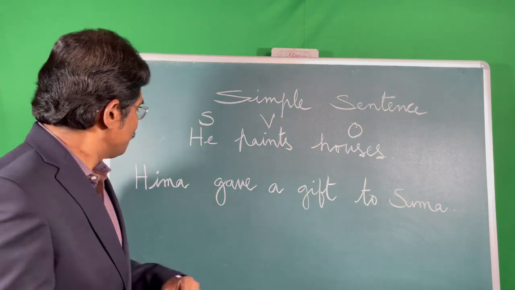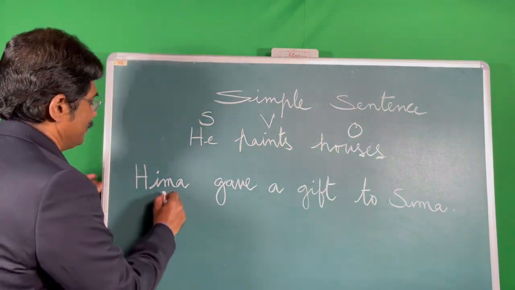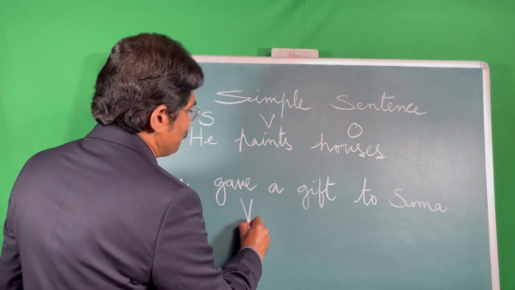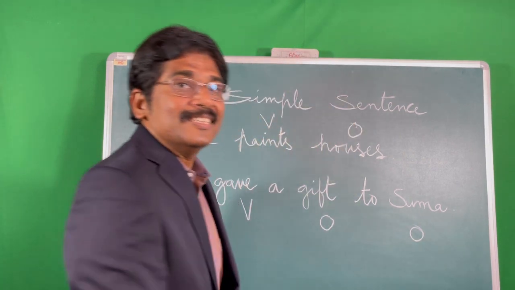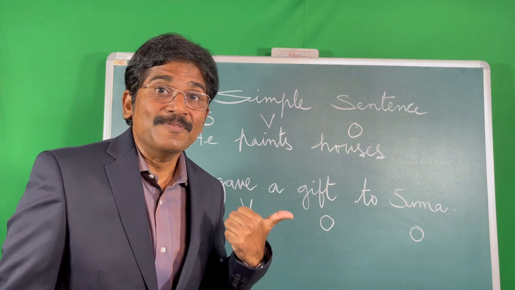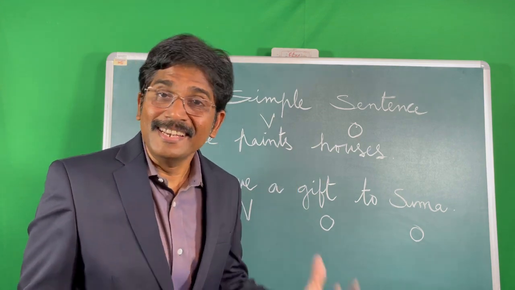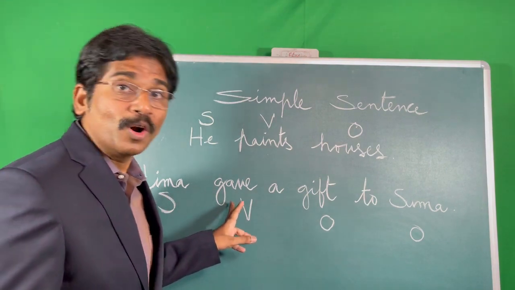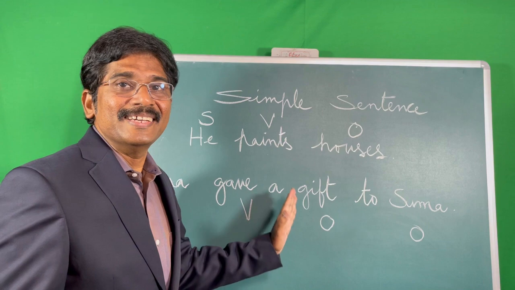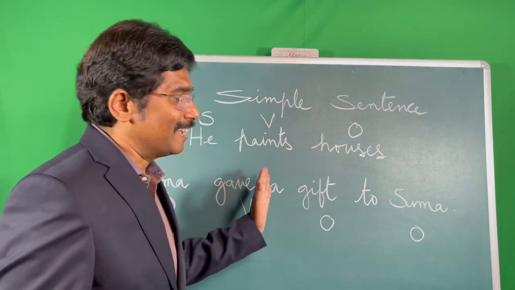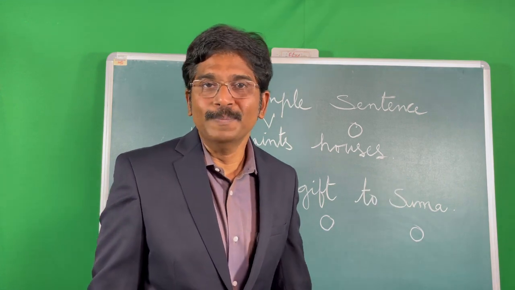Sometimes you can have a sentence like this where Hima gave a gift to Suma. So here Hima is subject, gave, verb, and gift, object, Suma, object. So when we have two objects here, then we are having a direct object and an indirect object. So how do we know what is a direct object and what is an indirect object? Hima gave. What did she give? She didn't give Suma. She gave a gift. So, gift is the direct object. And that is given to Suma, it is an indirect object. So, always a person is the indirect object.